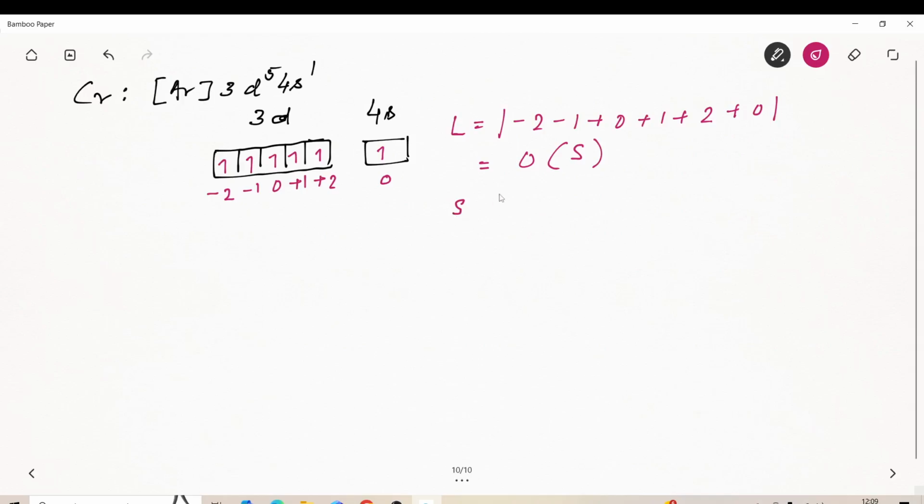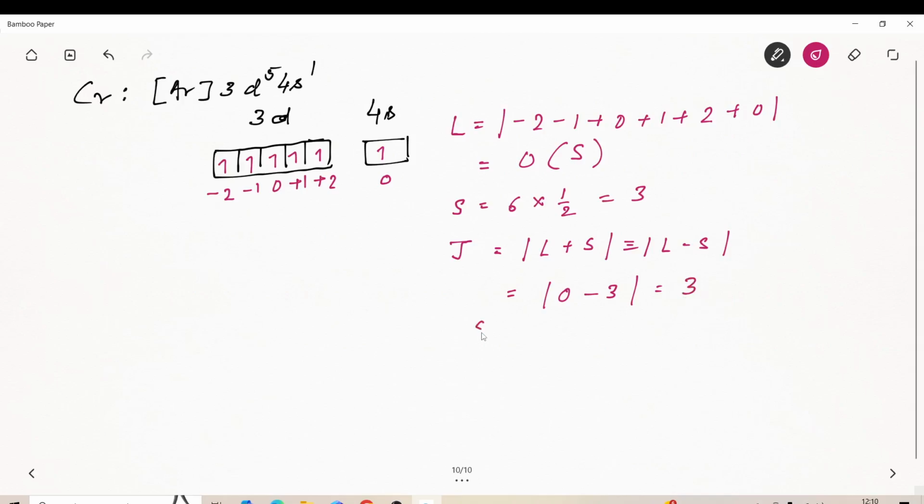Now what is the value of total spin? See, the total spin is 3. There are 6 unpaired electrons, 5 present in 3d and 1 in 4s. So total spin will be 6 into half, 3. So what should be the value of J? J, see, L plus S is equivalent to L minus S. Why? Because the configuration is half filled and capital L is 0. So whether you do L plus S or L minus S, the value will be the same. So J will be equal to 3.